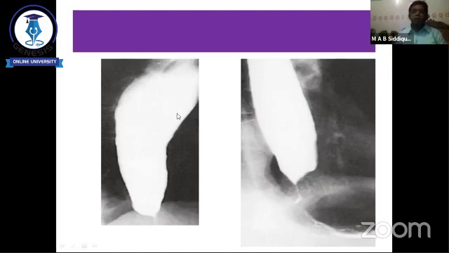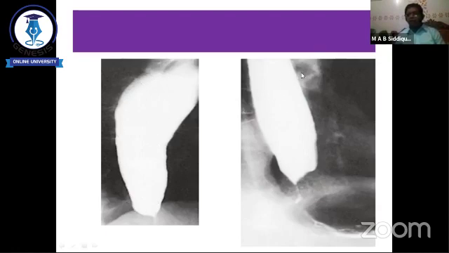So what is the name of the X-ray? The X-ray name is the barium swallow. If we look at the X-ray, the esophagus is distended, and at the end there is narrowing. There is narrowing at the esophagus, and the esophagus is distended and dilated and retains the contrast.